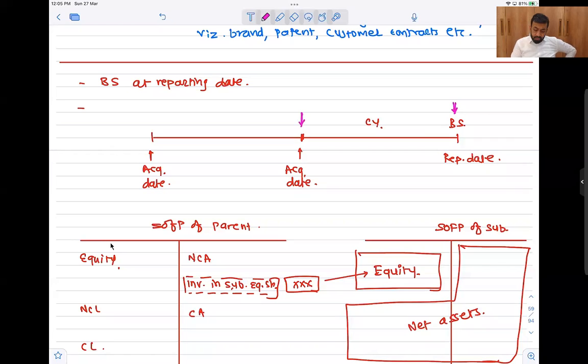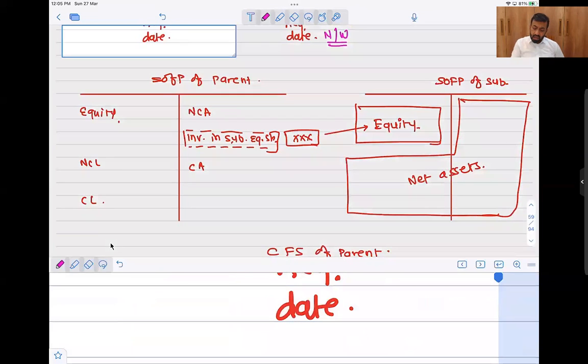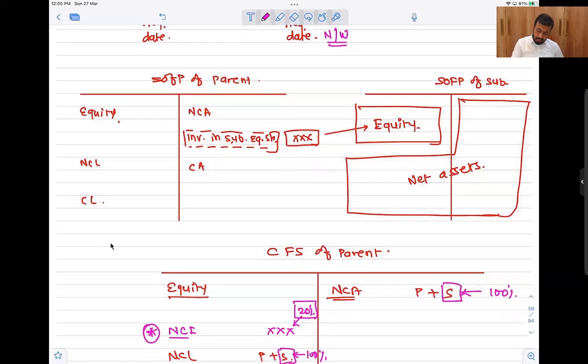Am I right? During this period also, the entity will earn certain profits. That profit will get allocated. So here also you will have owners plus NCI, non-controlling interest. So whatever is the acquisition date net worth, what is net worth? So this is the balance sheet of the subsidiary. This is as on reporting date.